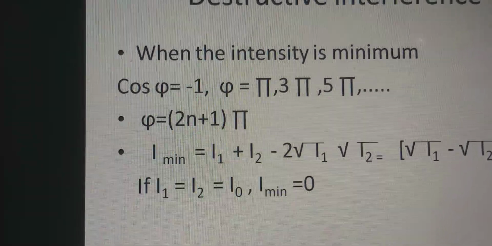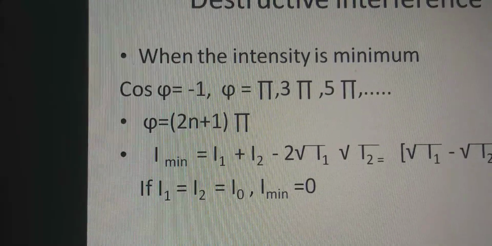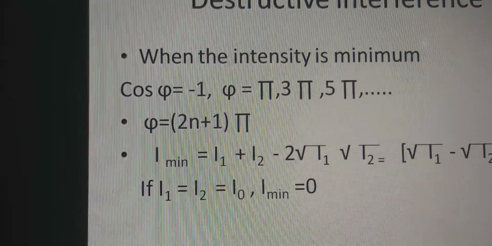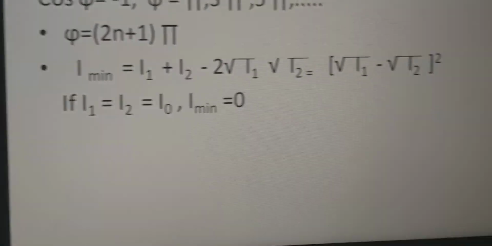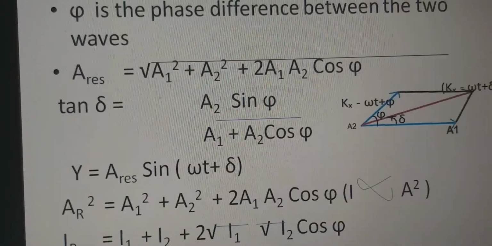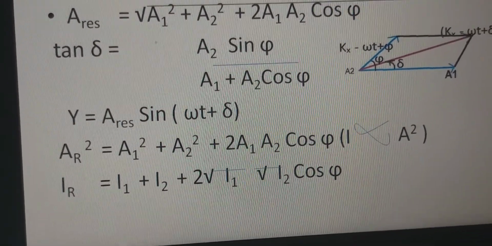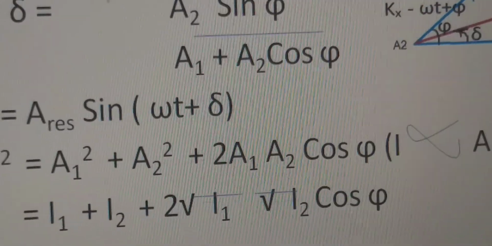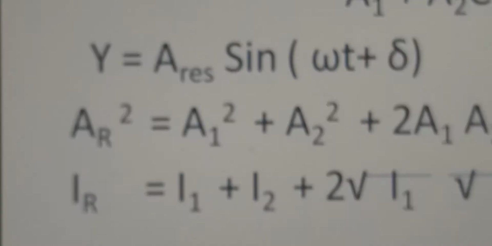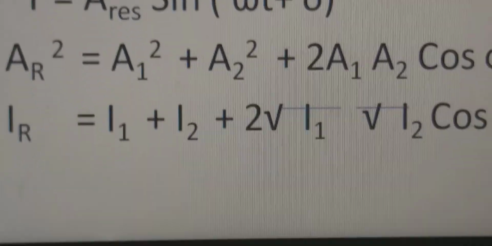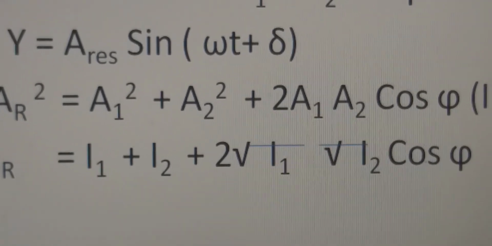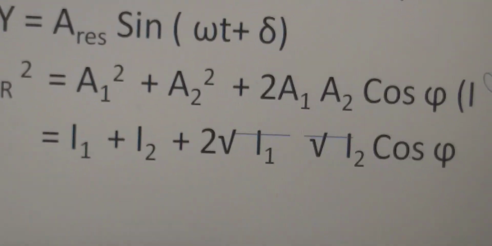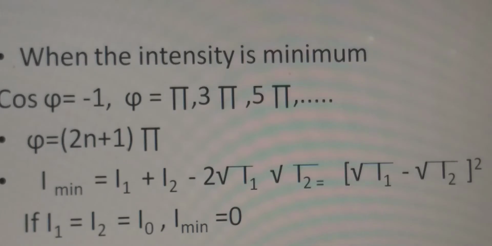Now I min is equal to I1 plus I2 minus 2 root I1 I2, in a similar way, substituting the value of cos phi here. So if we substitute, after substituting the value, we get this one.